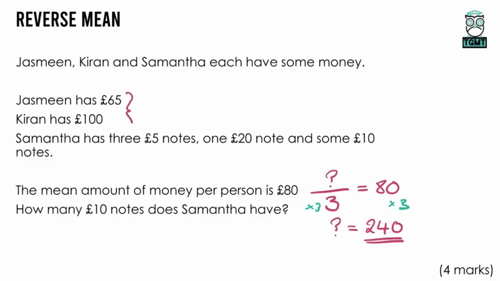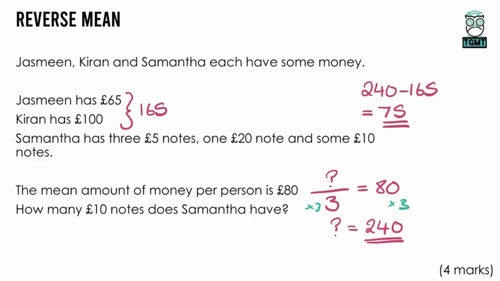Now, Jasmine and Kieran at the moment together have £165. So we can find out how much Samantha has by doing 240 take away 165. Now, I'm going to do this on the calculator, but do notice how I am still writing out the subtraction calculation here to make sure I get my method marks in a question.